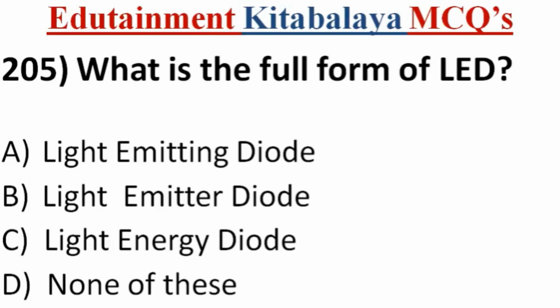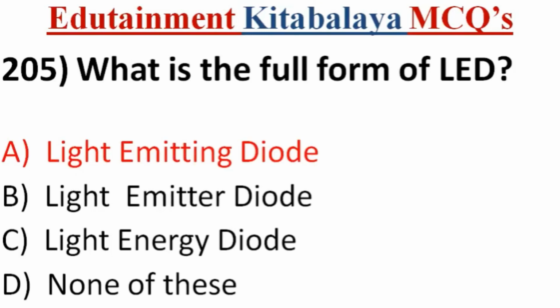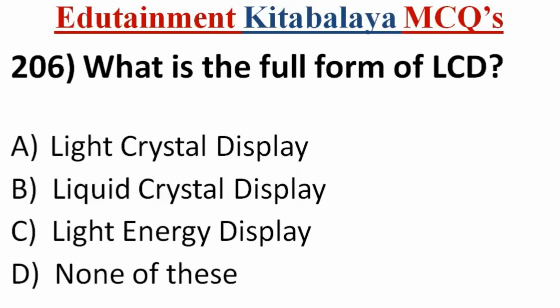Question number 205, what is the full form of LED? A. Light emitting diode. B. Light emitter diode. C. Light energy diode. D. None of these. Correct answer is A. Light emitting diode.